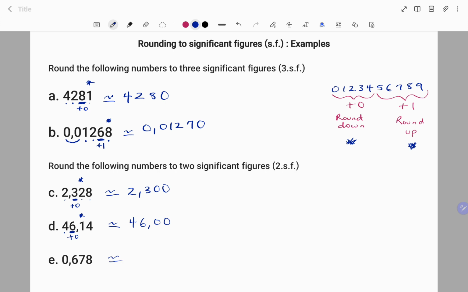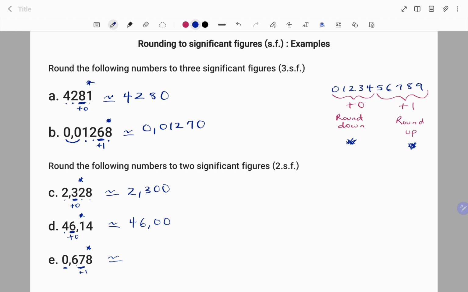And the last example, I have 0.678. I'm not going to start at 0. I'm going to start at 6. So 6 is my first, 7 is my second, and 8 is my third. Because I'm rounding to two significant figures, I'm going to underline my 7. The decider is the number immediately after, which is my 8. That falls in the round-up group. That means I'm going to be adding 1 to my 7.